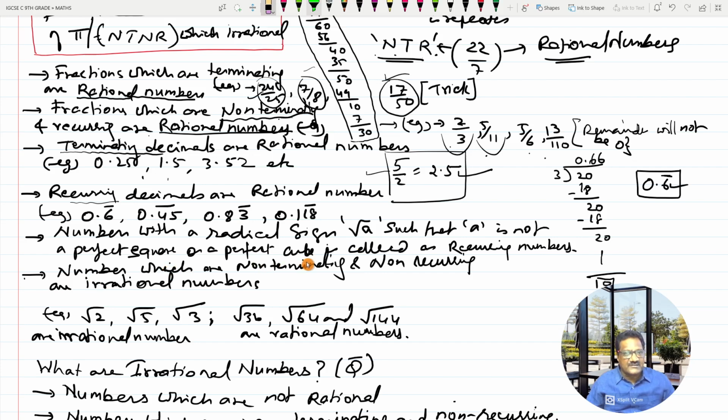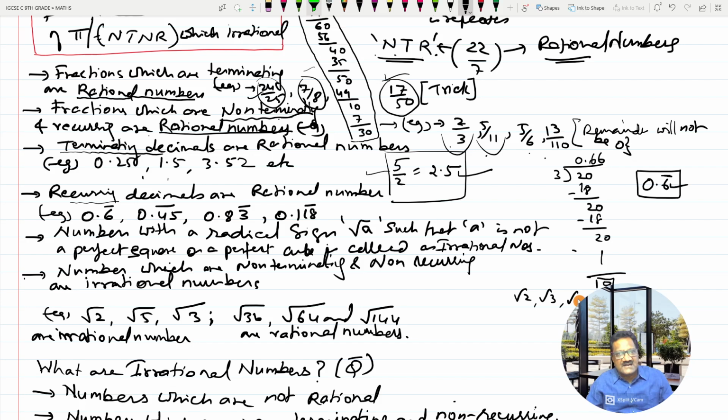or not a perfect cube, then such numbers will not be called recurring numbers, but they will be called irrational numbers. So here I have to make this rectification. These are irrational numbers. For example, root 2, root 3, root 5, root 35.